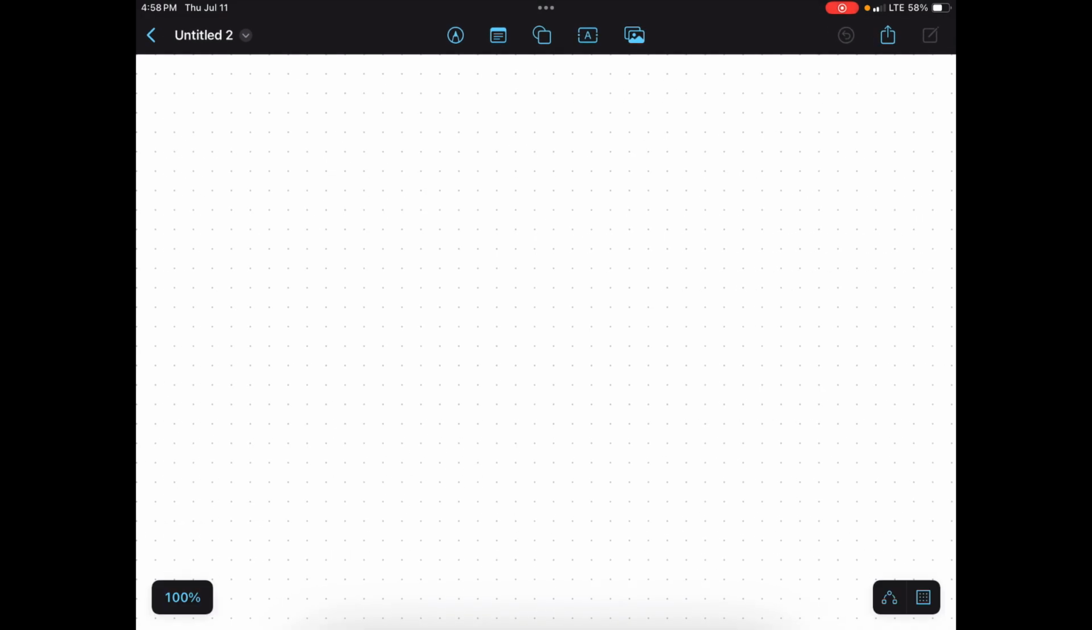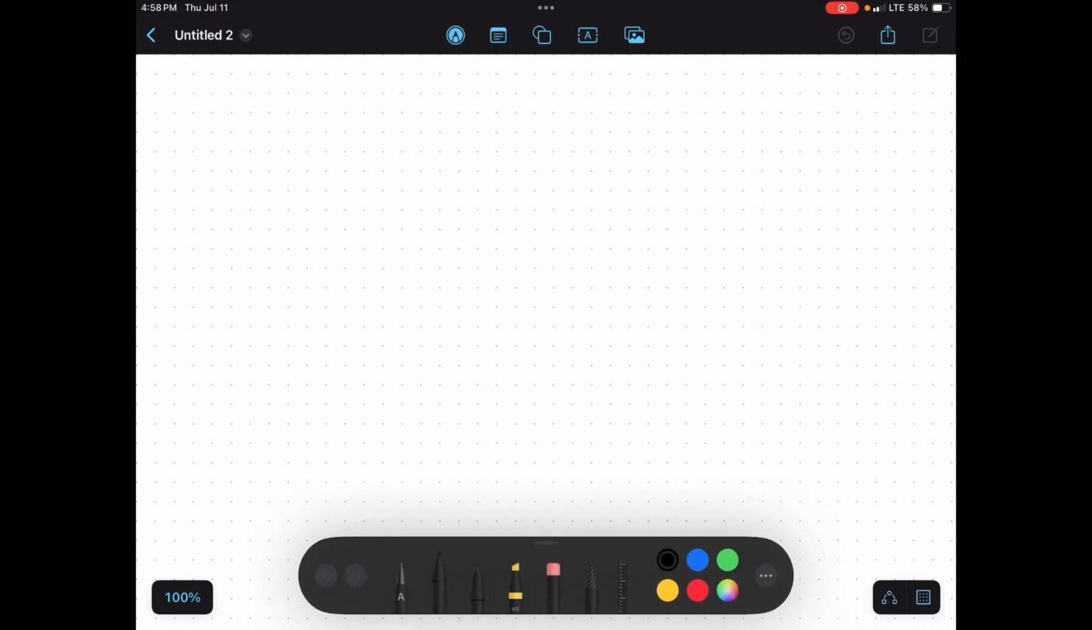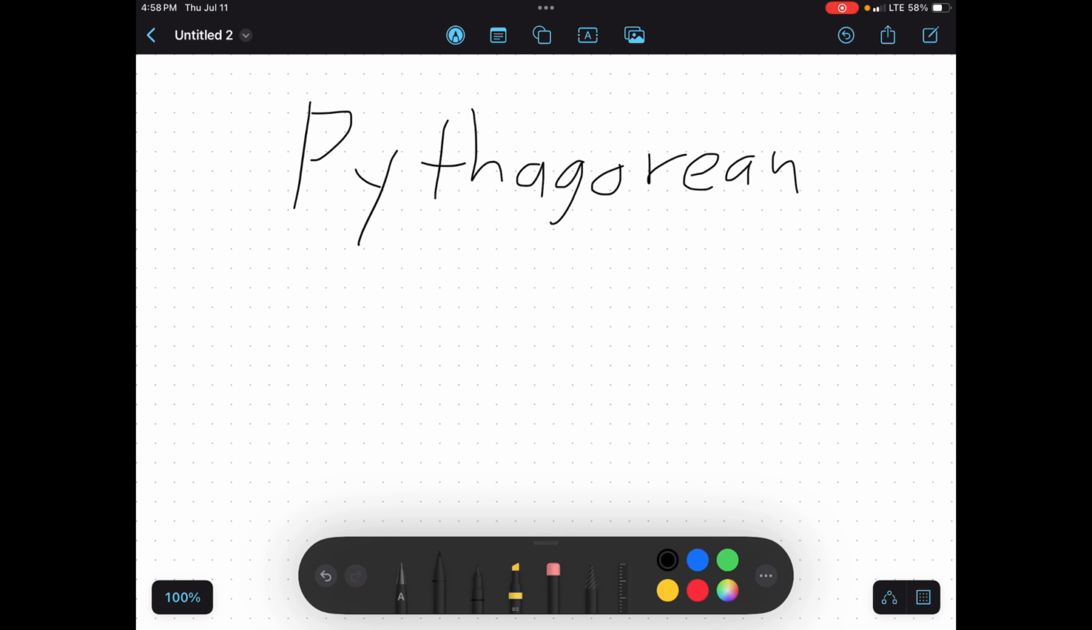So let's talk about one of the things that I know best about trigonometry, and that is Pythagorean triples. Now, likely you've heard of these before. If not, these are three integers, positive integers that is, that fit the Pythagorean theorem.